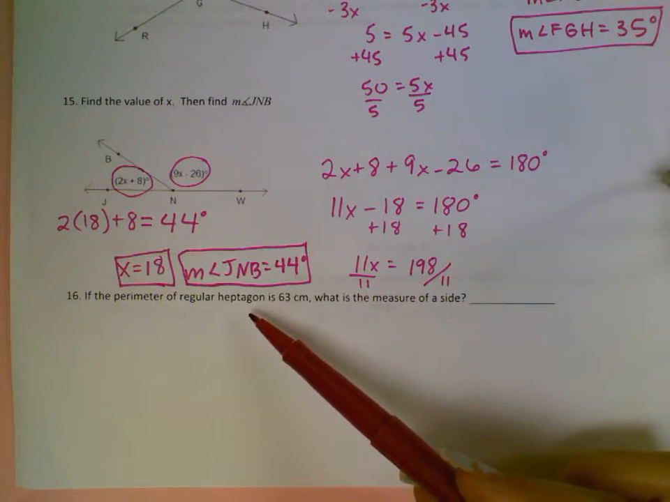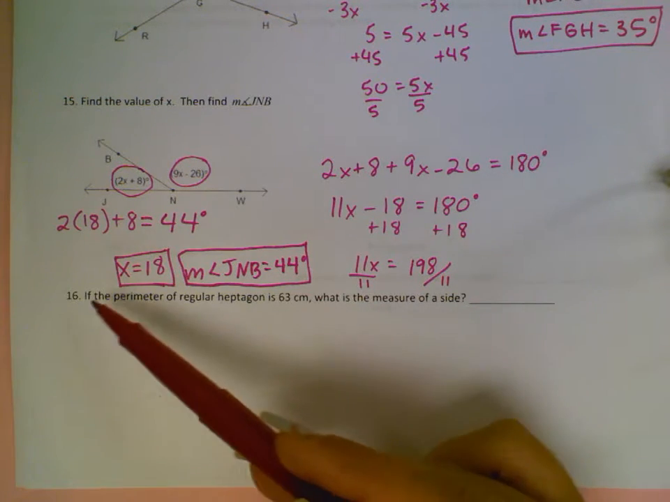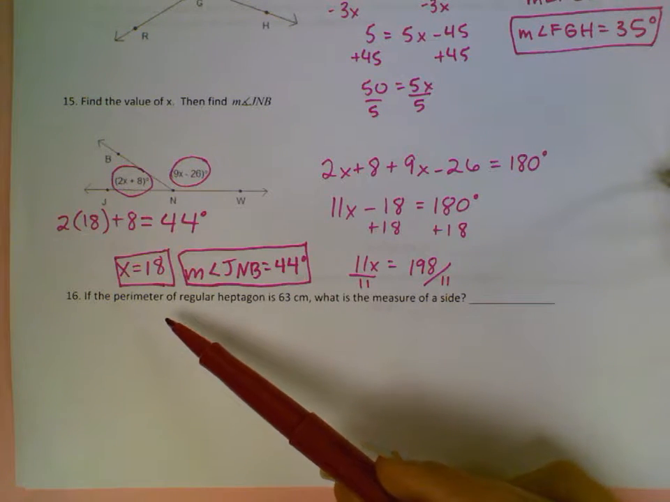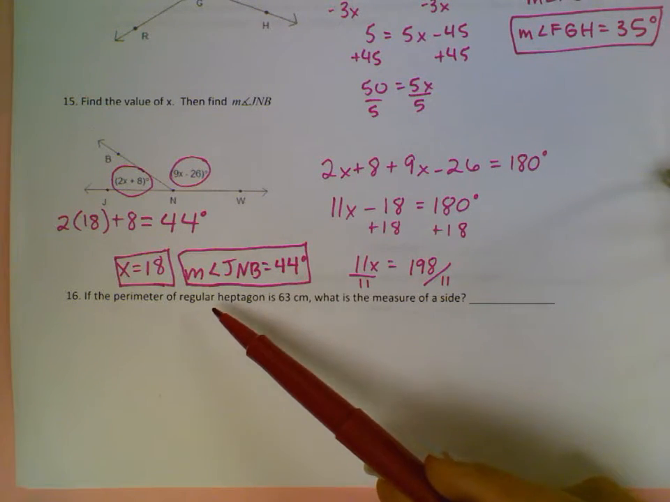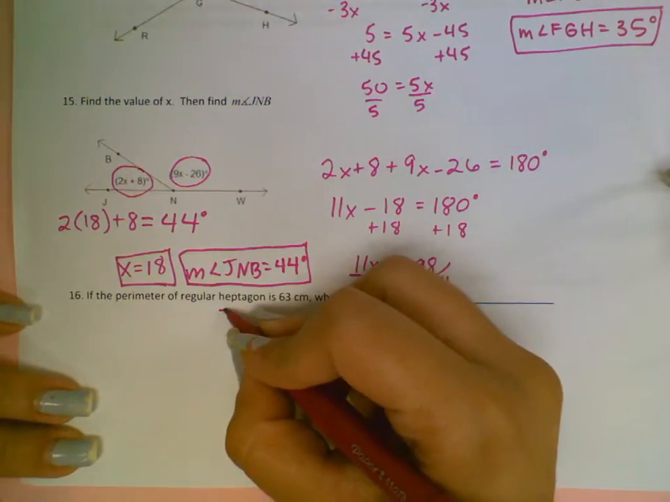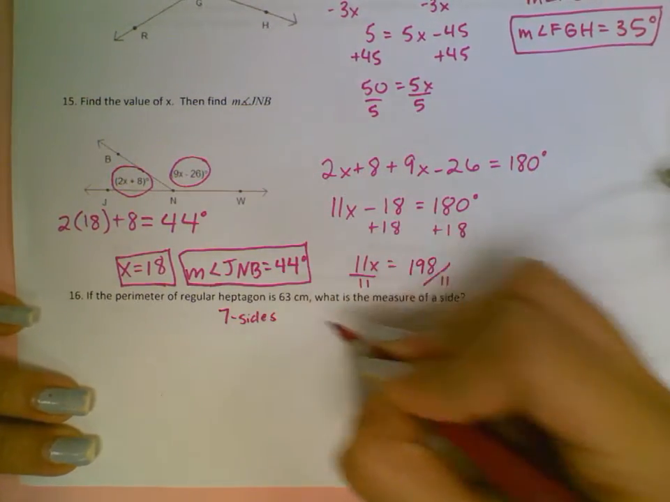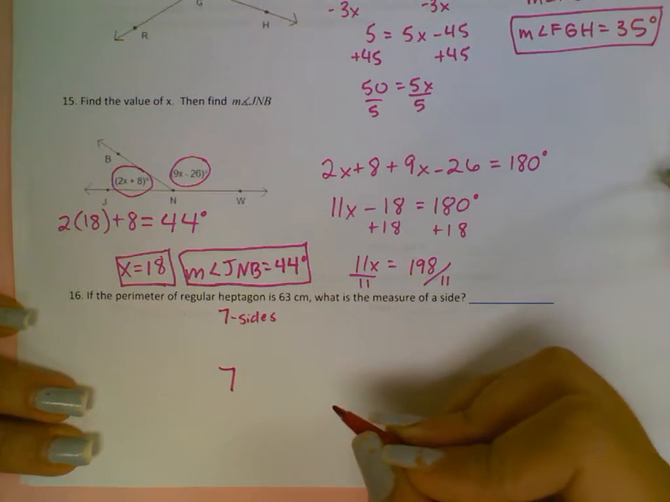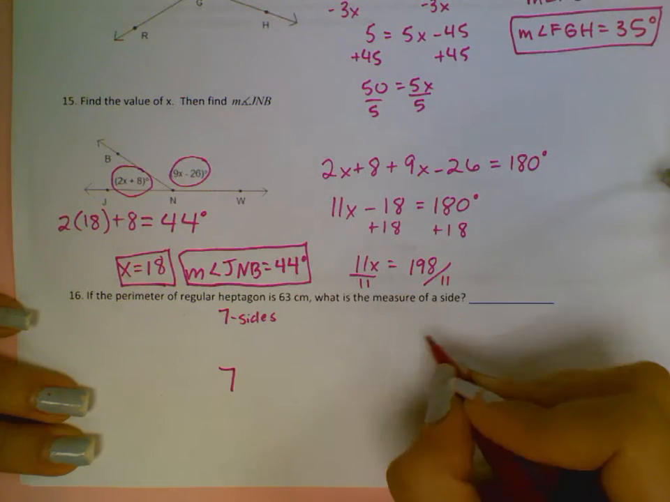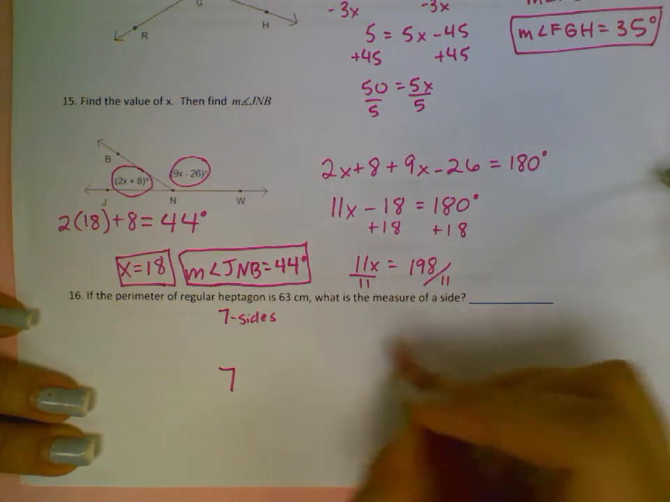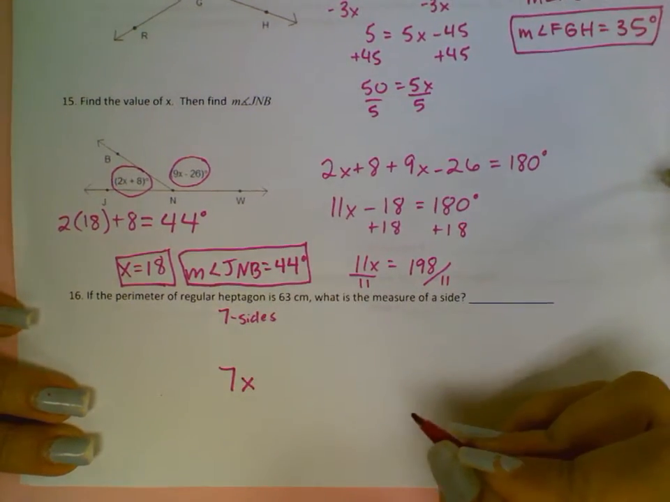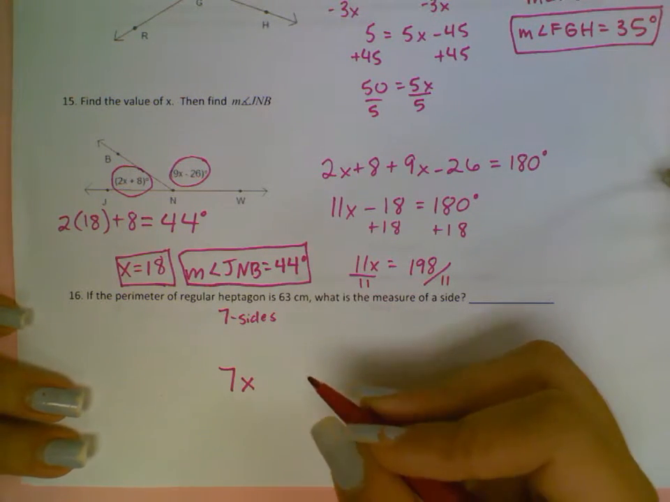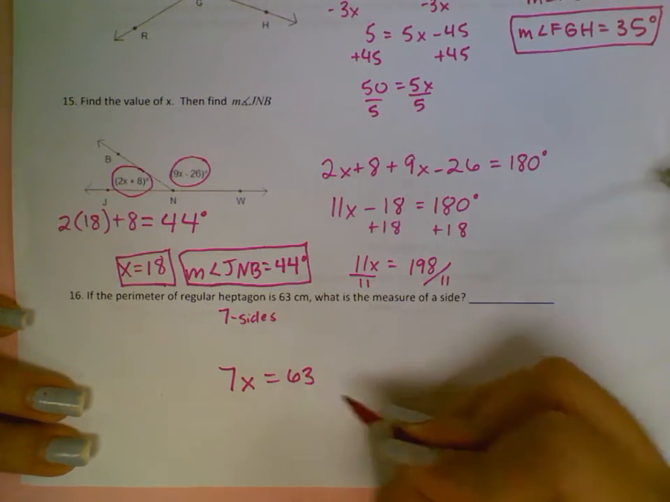And then it tells me it's a heptagon. So this part of the sentence gives us a lot of information. Perimeter is the distance around. Regular means all the side lengths are the same. Heptagon means that there are 7 sides. So if there's 7 sides and all the side lengths are the same, and we're trying to figure out what the side length is, we're going to call the side length x because we don't know what that is. But when we multiply the side length by the number of sides, we are going to get 63.